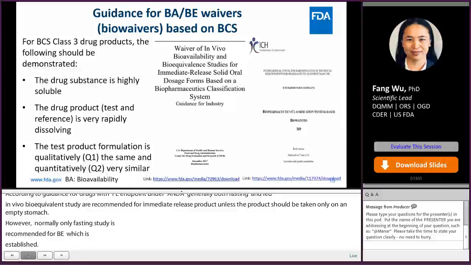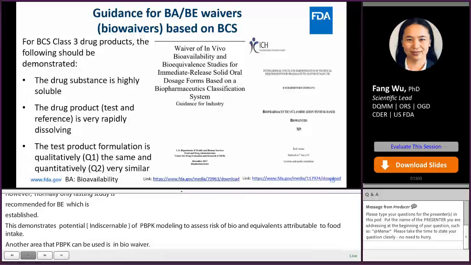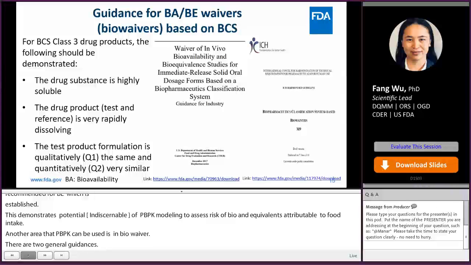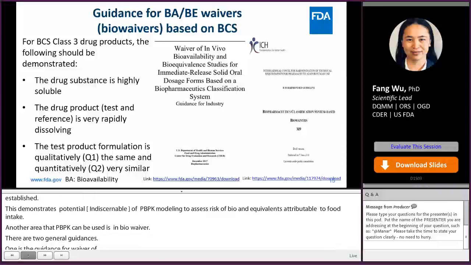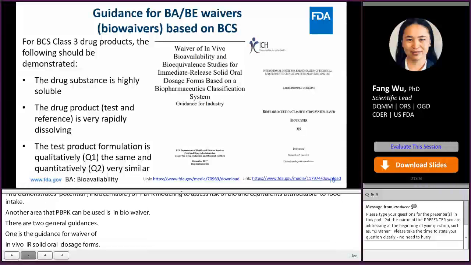Another area where PBPK can be used is for supporting biowaiver. Currently, there are two main general guidances for BA/BE waivers based on BCS. One is the guidance for waiver of in vivo BA/BE studies for IR oral products based on BCS, which was issued in December 2017. The other one is the ICH M9 guideline for BCS-based biowaivers, which was endorsed in June 2018.